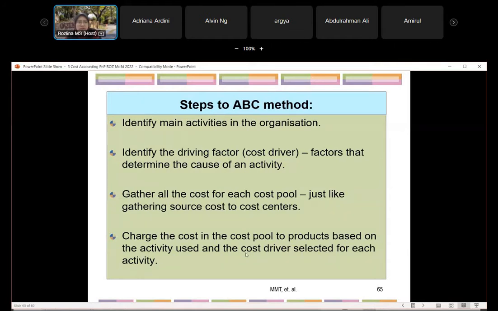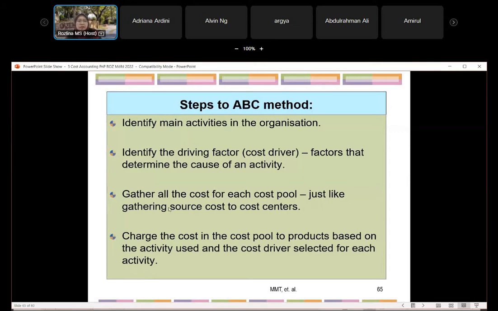Okay, these are some steps. The first is you have to identify what is the main activities in the organization. Okay, in our exercise we don't have this one. This is what you have to do when you are in the company and you are assigned to do the ABC. So you have to do this one. Identify main activities in the organization. Identify the driving factor, that is the cost driver, or factors that determine the cost of an activity. It is normally the significant factor. Okay, but in your test or in your exam, we provide you the cost driver.